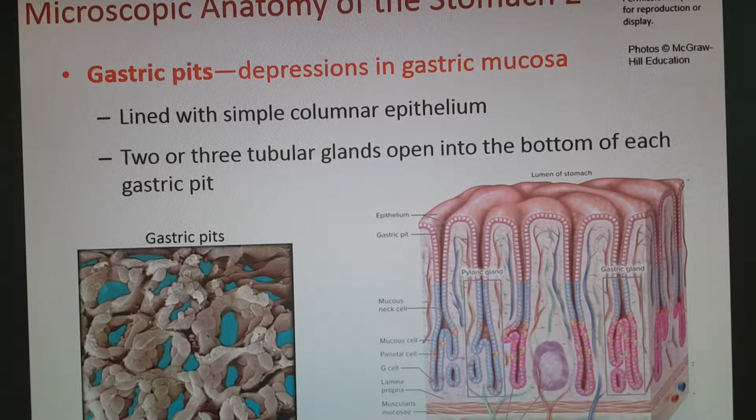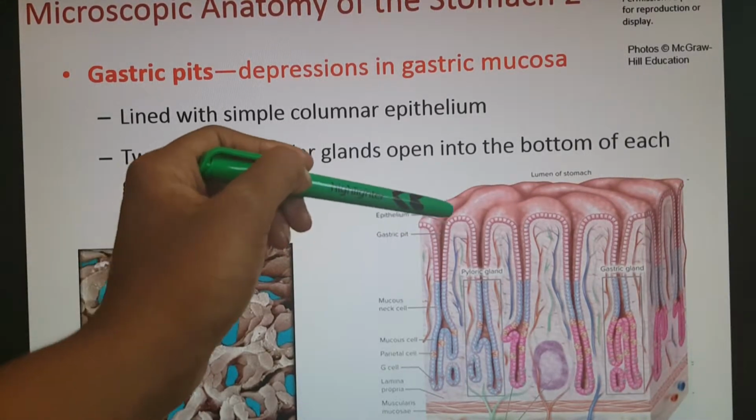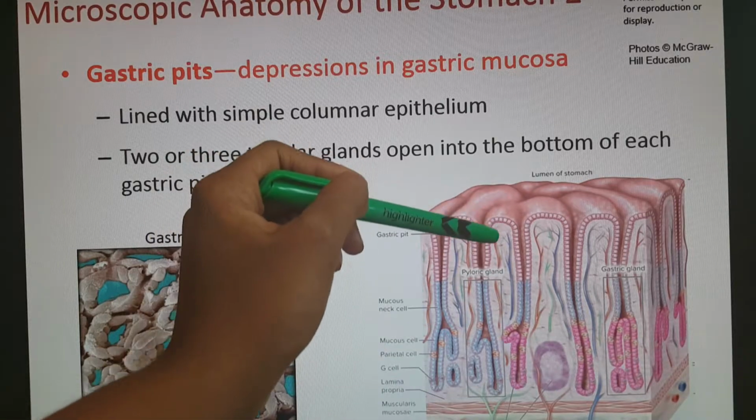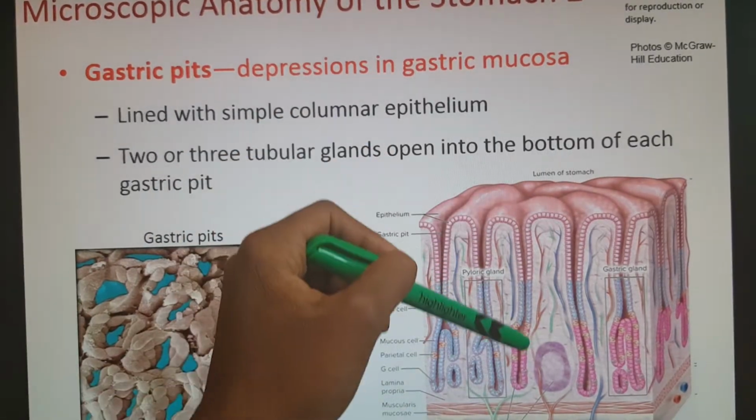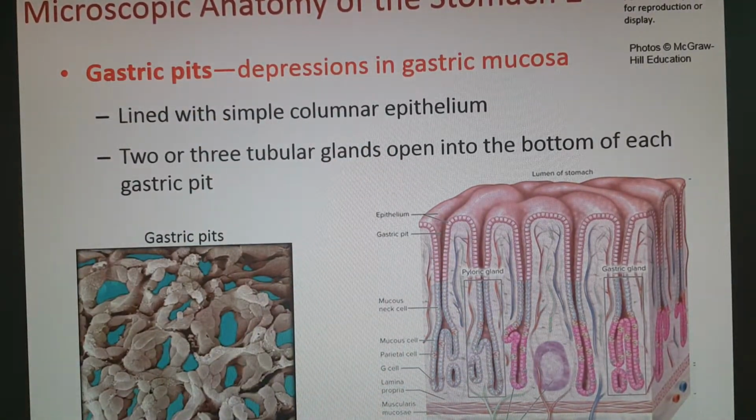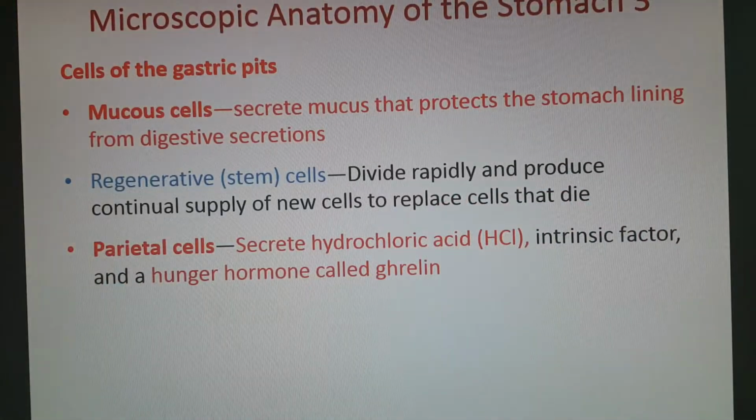So the inside of your stomach is lined with what's called gastric pits. In our little picture here, these are deep folds within the lumen of the stomach. And in those gastric pits, you have 3 different types of cells, and each of these cells has its own different function. The first one is your mucus cells.